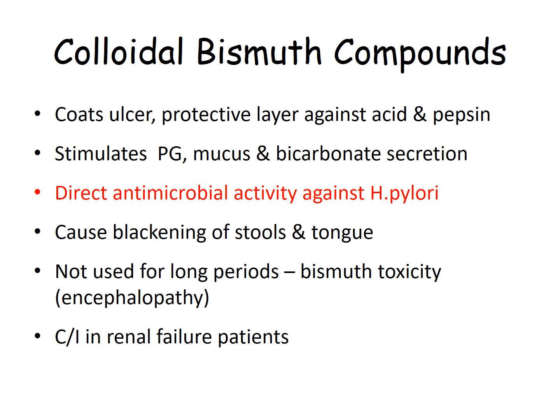The adverse effect is that it causes blackening of stool and tongue. It should not be used for a long time, as it can lead to bismuth toxicity, which leads to encephalopathy. Usually it is given for a short period of time for the treatment of H. pylori disease. It is also contraindicated in renal failure patients.